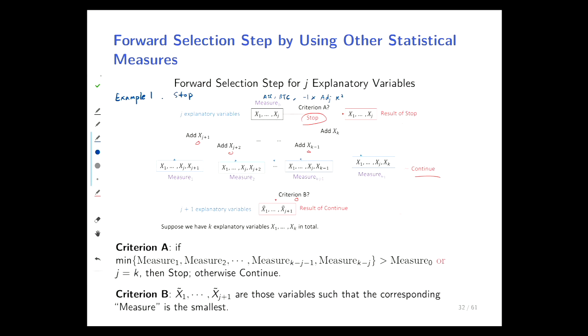For instance, here in this example, I just used a blue pen to represent this numerical example. Measure 0 means the AIC, BIC, or adjusted R-square for this model with J variables. So that's the meaning of measure 0. Here, we have measure 0 equal to -2. By using these variables and the data, we can compute the AIC, BIC, or adjusted R-square, or -1 times the adjusted R-square.